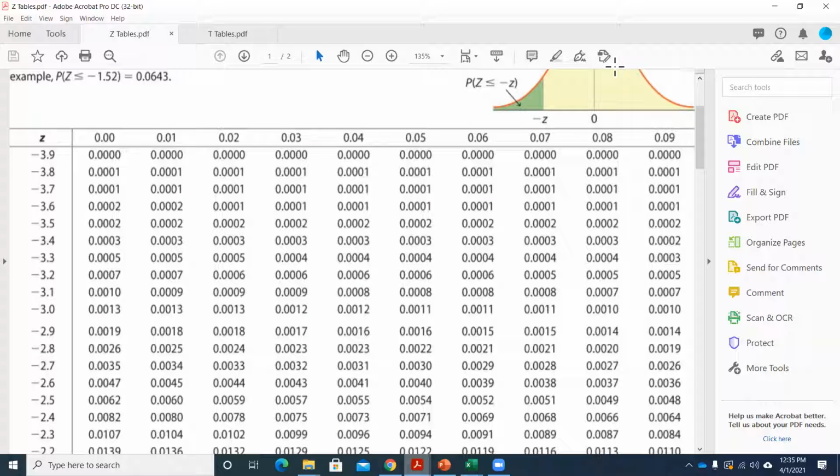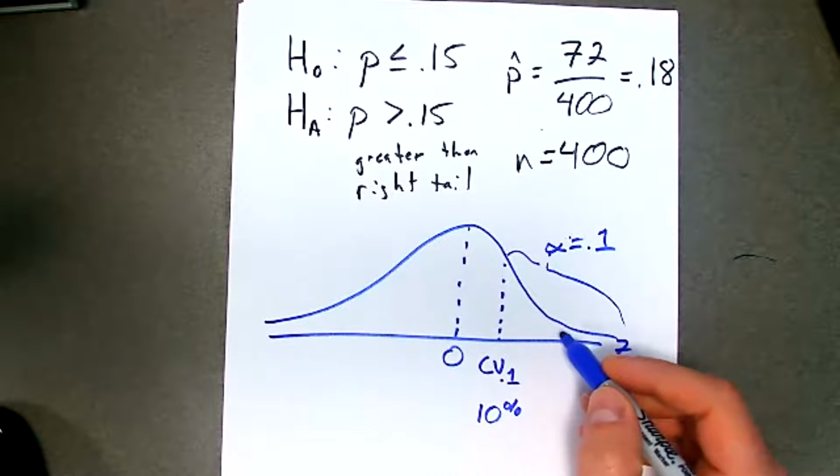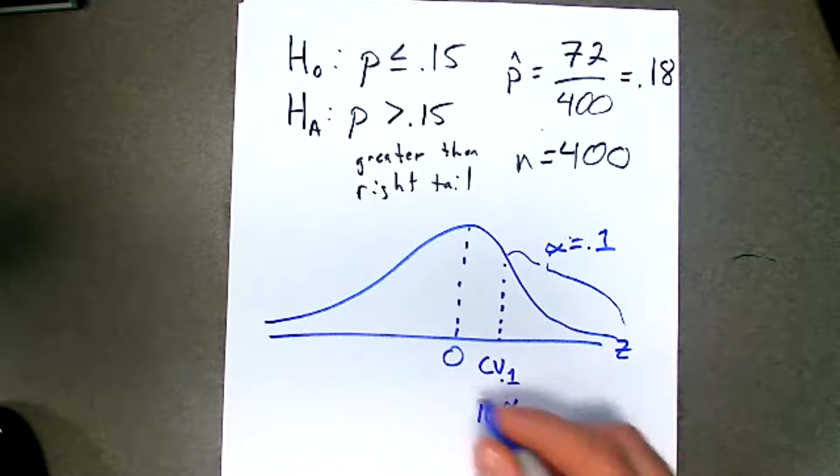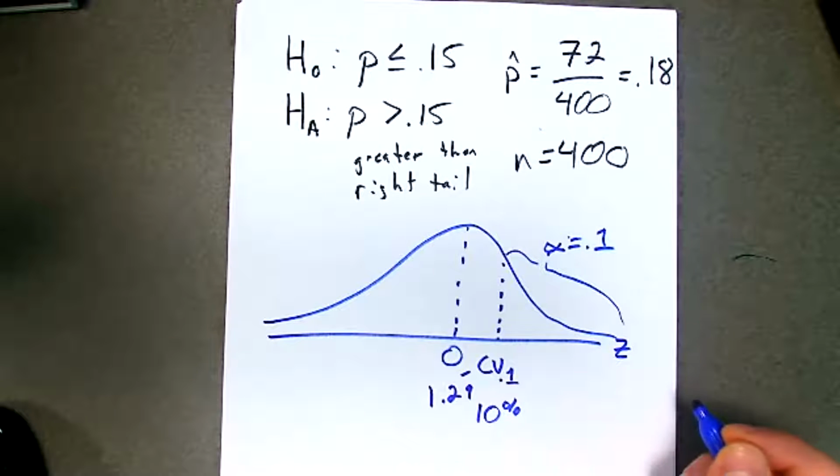But remember, this is looking at that left side. For a right-tailed test, I want alpha in the right tail of my distribution. So instead of negative 1.29, it'd be positive 1.29.